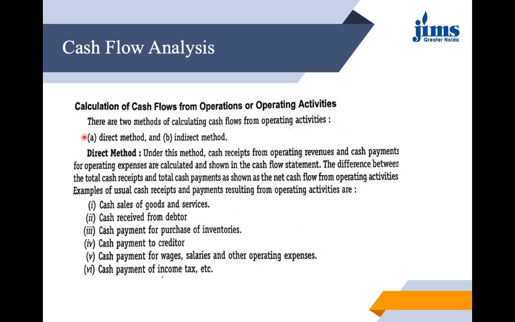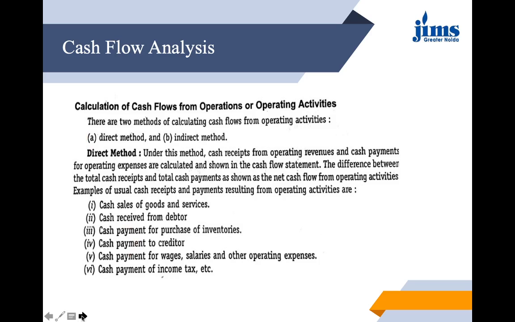Under this method, the cash receipts from operating activities and the cash payments from operating activities are calculated, and then it is shown in the cash flow statement. The difference between the total cash receipts and total cash payments is shown as the net cash flow from operating activities. Here I have quoted certain examples, like we can have cash sales of goods and services, cash received from debtors, and on the other hand, we can have payments like cash payment for the purchase of inventories, cash payment to creditors for wages, salaries, and other operating expenses, cash payment of income tax.